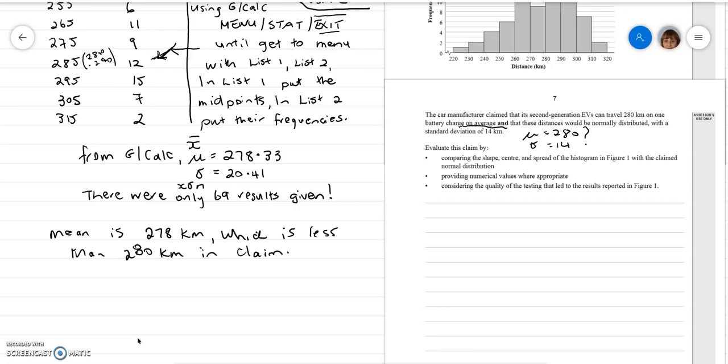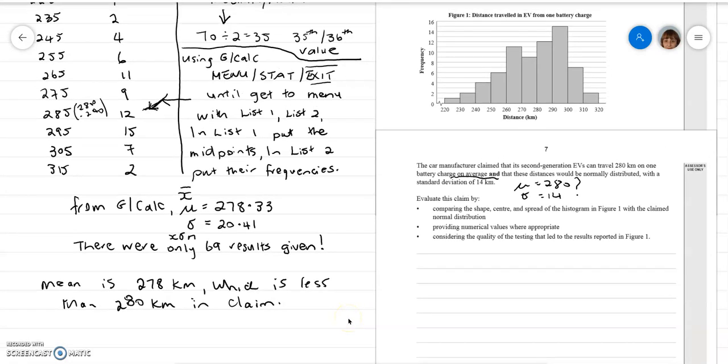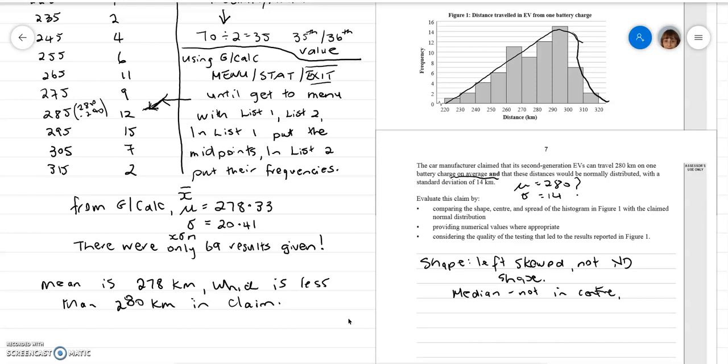Okay, now we can have a look at the shape. So looking at the graph there, if I trace over it, just very roughly, it certainly isn't a bell-shaped curve. This one has got a tail on the left, so it's left skewed. It's not a normal distribution shape. Its median, we roughly calculated, is not in the centre, because our median is between 280 and 290, which is somewhere in here, between 280 and 290.